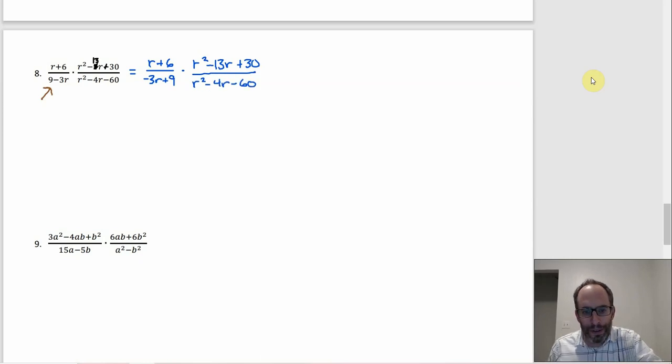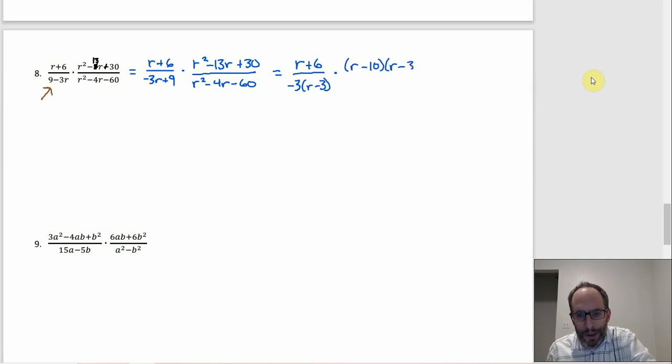All right, and then see what we can factor. R plus 6, we can't do anything, right? It's degree 1 with no common factor, so it just is what it is. But then in the denominator, we could factor out a negative 3. We have negative 3 times r minus 3, since negative 3 times negative 3 would give us that plus 9 back. And then next numerator, r minus 10 times r minus 3. And then in the denominator, we're going to have r minus 10 times r plus 6.